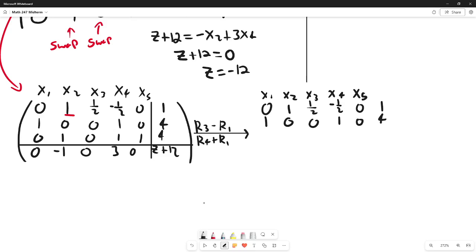Okay. So R3 minus R1, that's 0 minus 0, that's 0. 1 minus 1, that's 0. 0 minus 1 over 2, that's negative 1 over 2. 1 minus negative 1 over 2, that's 1 plus 1 over 2, that's 1.5, which is 3 over 2. And then 1 minus 0, that's 1. 4 minus 1, that's 3.